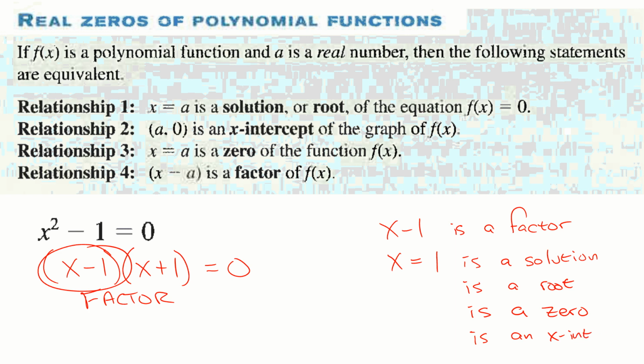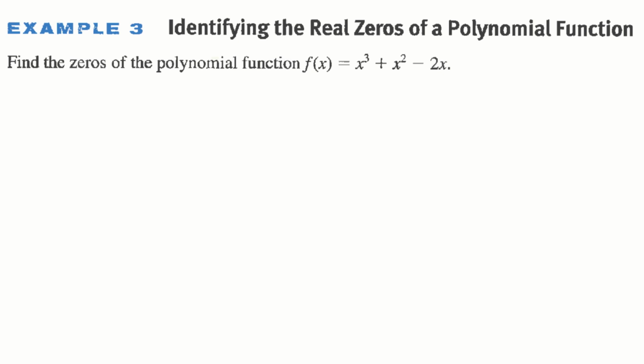Okay? So remember, always the opposite. So if I had a factor of x plus 5, then negative 5 is the 0, is the root. I could say all of these things. Is the solution, is the x-intercept. Right? Opposite terms. Okay, so let's see if we can find this one.